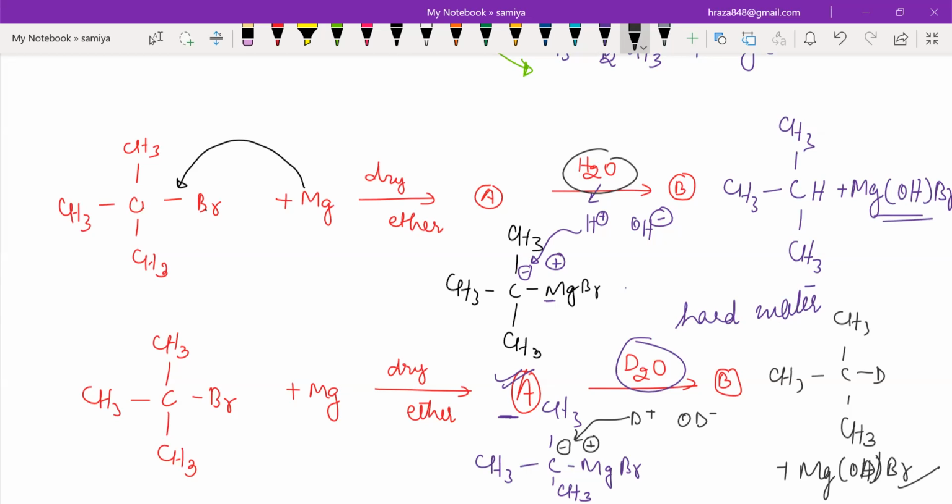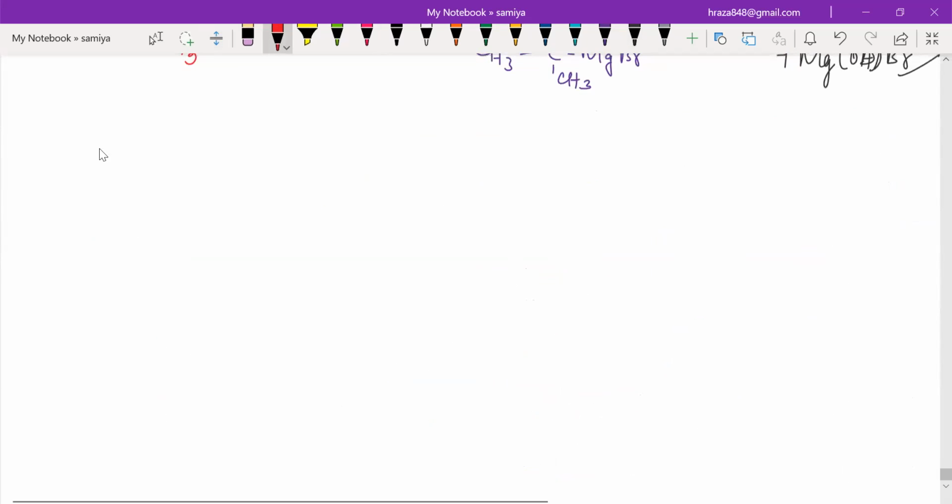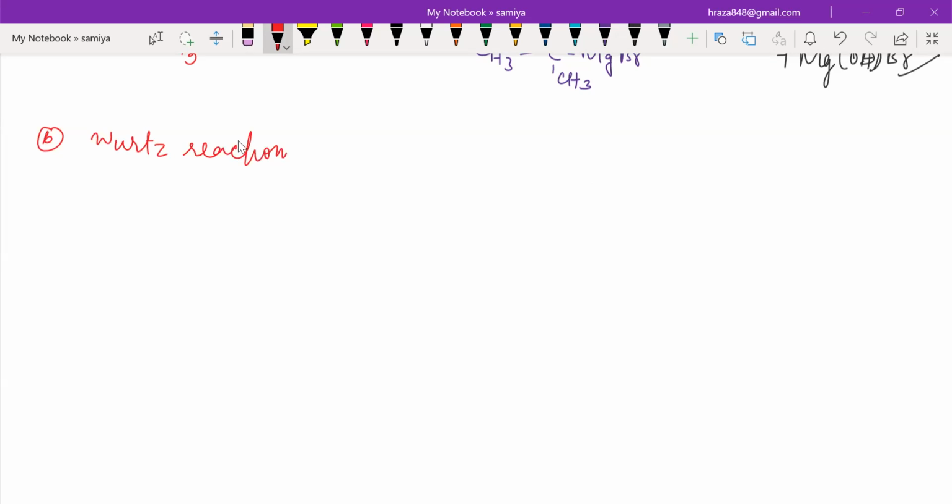So you can see that the next part of this reaction with metal is known as Wurtz reaction. Basically, when alkyl halide reacts with sodium in the presence of dry ether, this reaction is called Wurtz reaction. And whatever is the number of carbons present in alkyl halide will be double in the product.